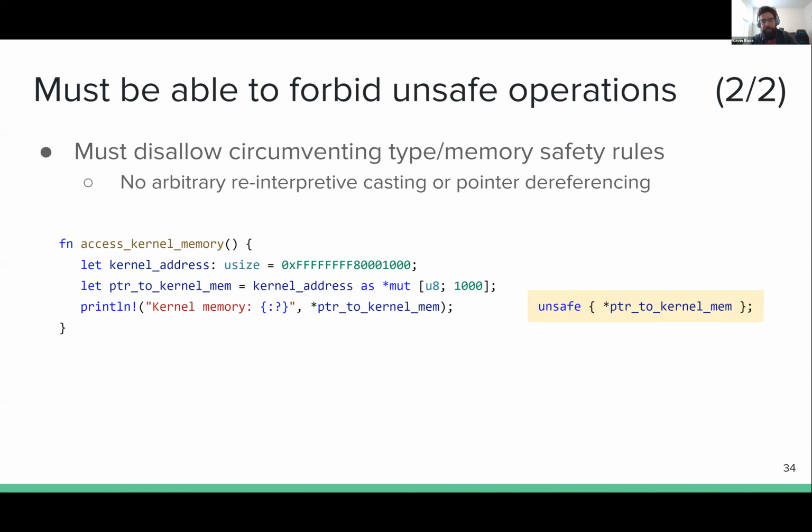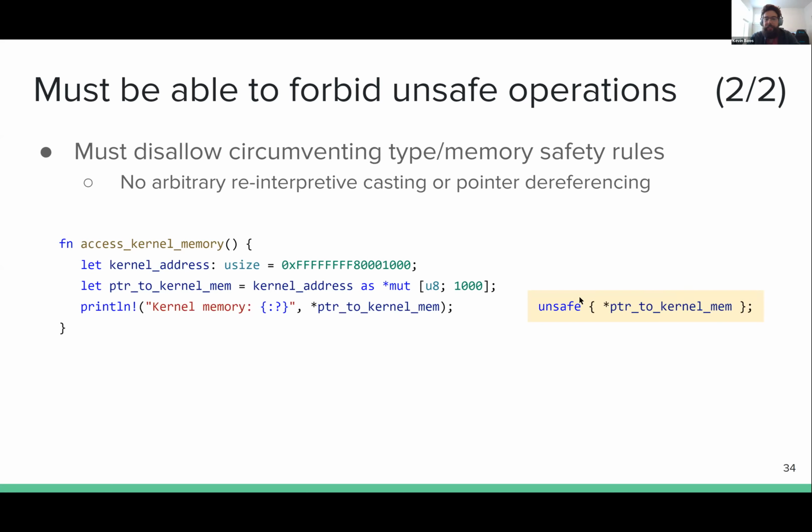Here's yet another example, an even simpler one. Let's say that I know that my kernel is loaded at this address, FFFF8000 starts there, and I want to access the hex 1000th byte. So I can do something like this. I can treat this address as a pointer to, let's say, an array of 1000 bytes, and then I can just dump it. So this would work, as a pseudocode, but this would generally work in Rust.